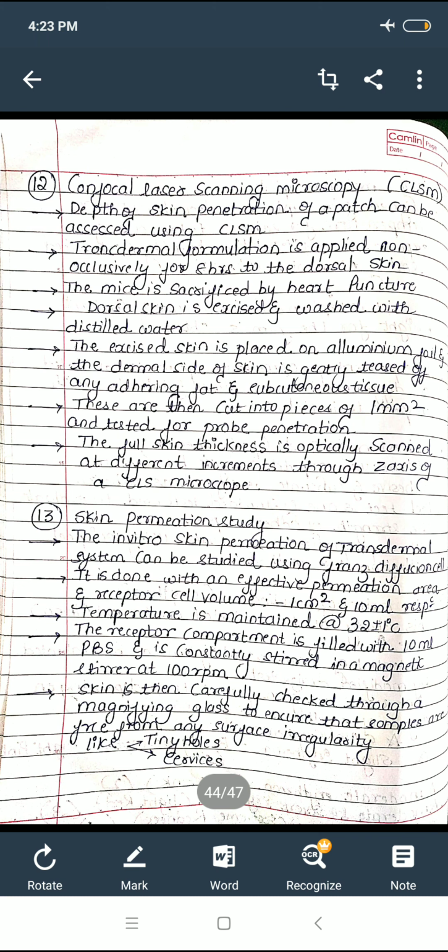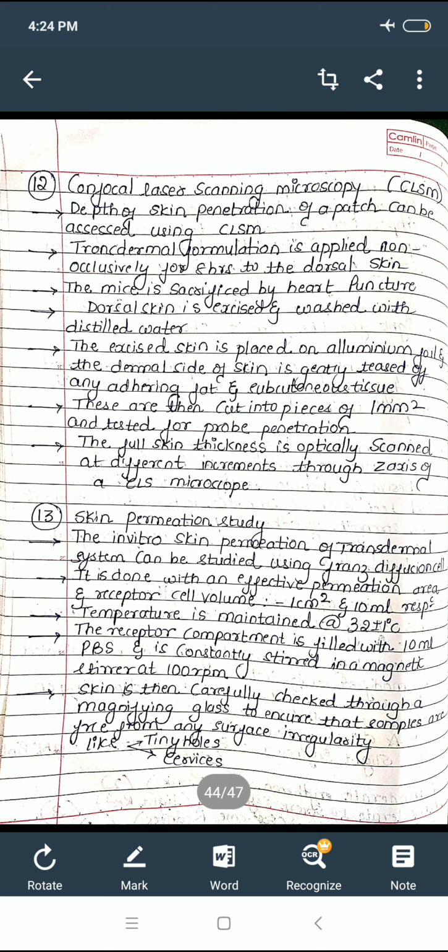Next evaluation parameter is confocal laser scanning microscopy. Here the depth of the skin penetration of a patch can be assessed using this test. Transdermal formulation is applied non-occlusively for 8 hours to the dorsal skin. The mice is sacrificed by heart puncture. Dorsal skin is excised and washed with distilled water.